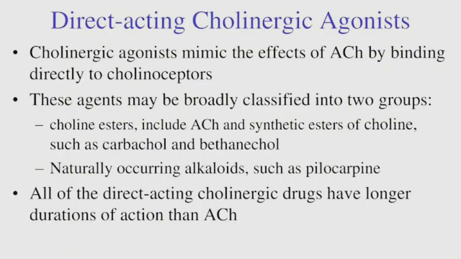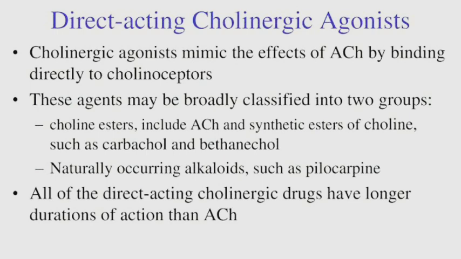Now I move toward the direct acting cholinergic agonists. Cholinergic agonists mimic the effects of acetylcholine by binding directly to cholinoceptors. These agents may be broadly classified into two groups: choline esters, which include acetylcholine and synthetic esters of choline, such as carbachol and bethanechol. Naturally occurring alkaloids such as pilocarpine constitute the second group. All of the direct acting cholinergic drugs have longer duration of action than acetylcholine.